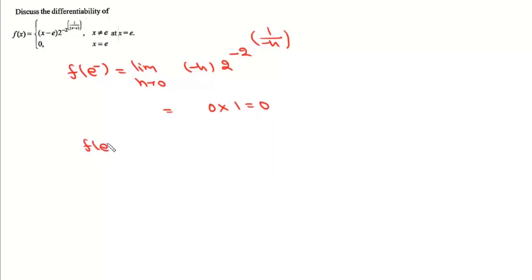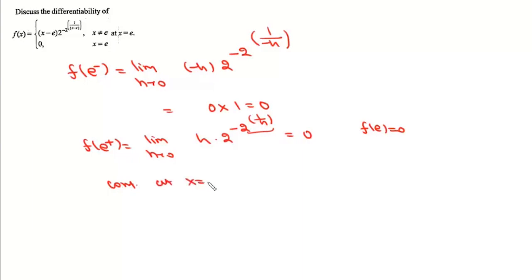Now the right hand limit at e will be this limit as h tends to 0. Now this is e plus h. Now we can write this as h into 2 to the power minus 2 to the power 1 by h. Now this is 2 to the power infinity, which is infinity, and 2 to the power minus infinity is 0. So this is 0 into 0, this again is 0. And we are also given that f(e) equals 0. Therefore, this function is continuous at x equals e.